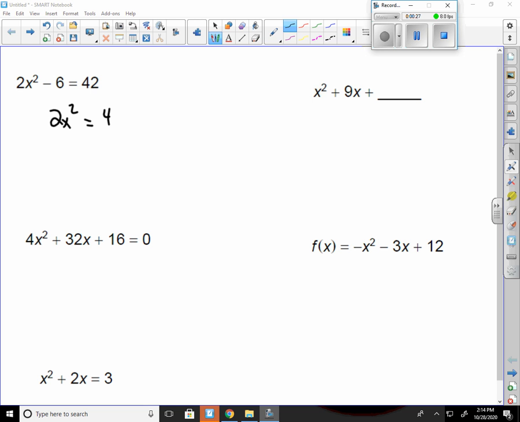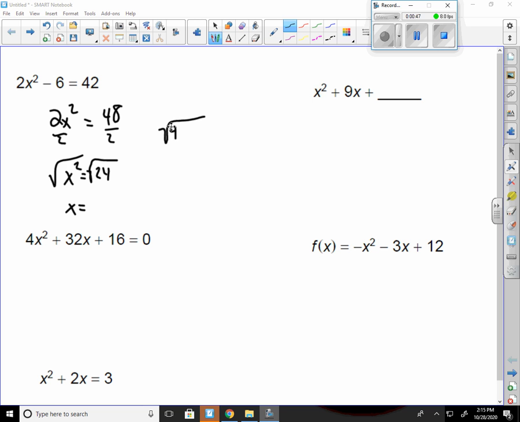That'll give me 2x squared equals 48. Divide by 2 gives me x squared equals 24. Take the square root of both sides. It gives me x equals, and now we have to break the square root of 24 down.